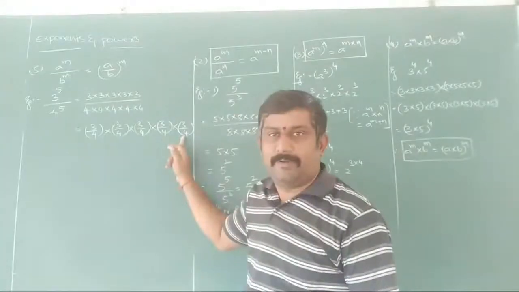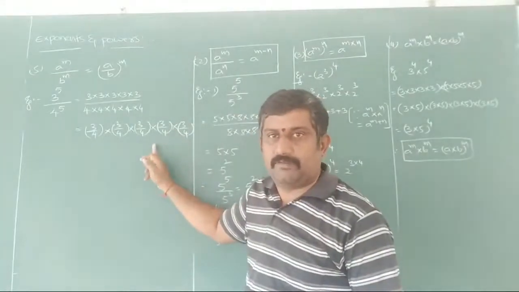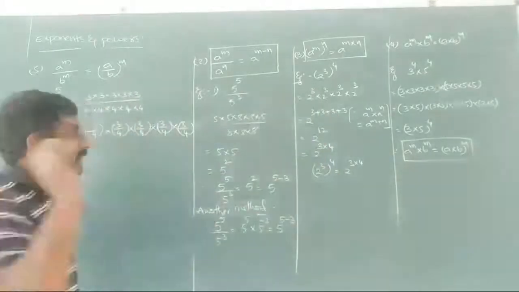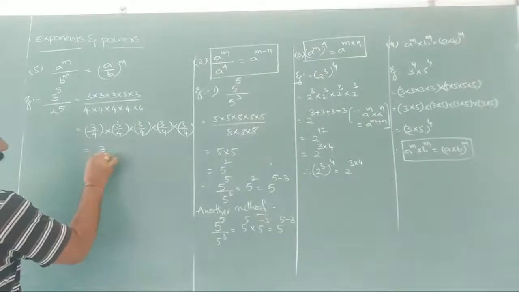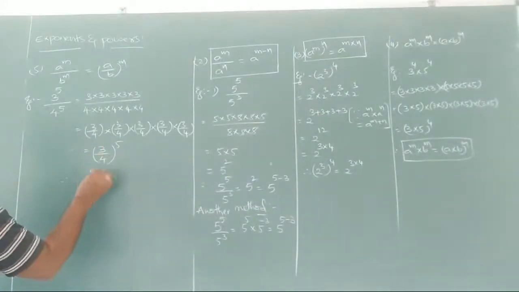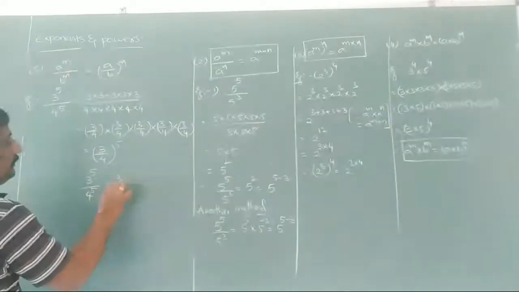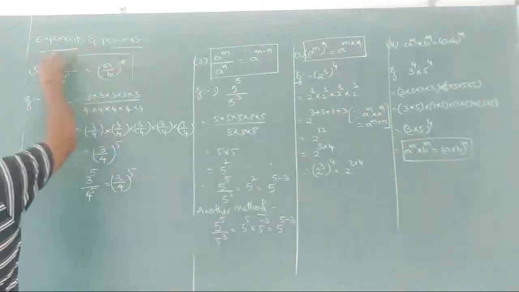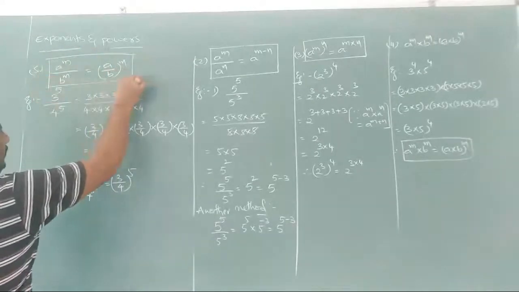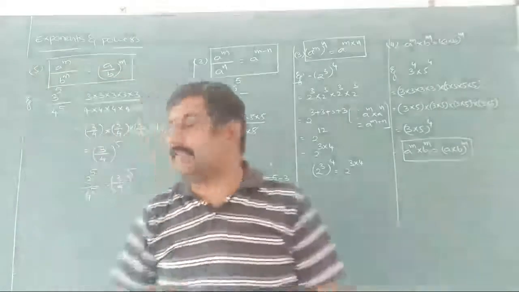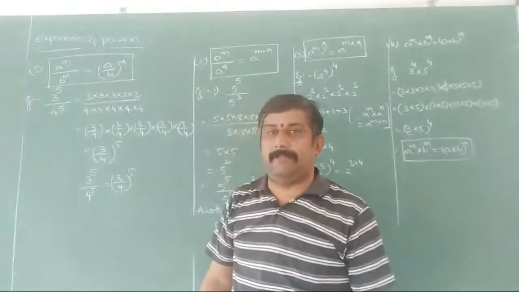All are same and we have product here. So what we can write now? We can write 3 by 4 whole to the power of 5. So therefore what we got here? This is the property of exponents, law of exponents we can write here. A to the power of m by b to the power of m can be written as a by b whole to the power of m.